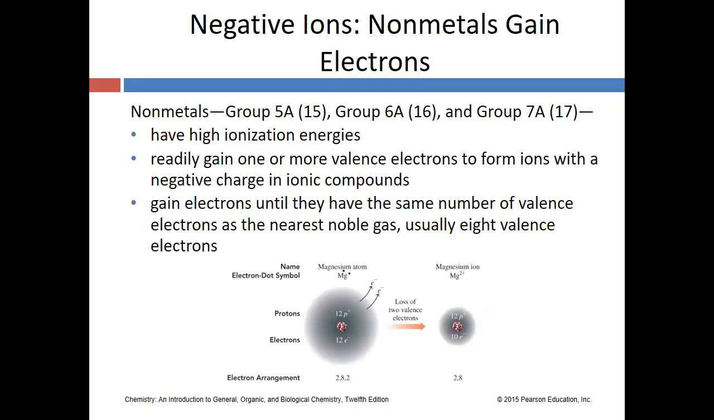All right, now let's flip this around. Let's look at our non-metallic groups. Group 5A, 6A, 7A. We're actually going to go backwards here. So going back to the periodic table here.